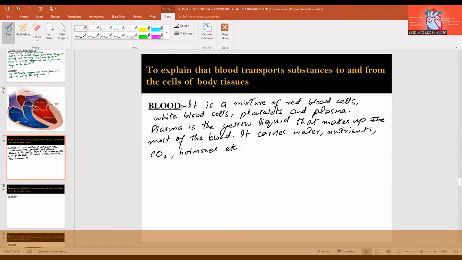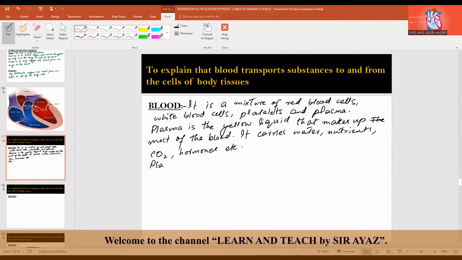Platelets are small, colorless cells known as fragments in our blood. They inhibit or prevent bleeding and form clots.